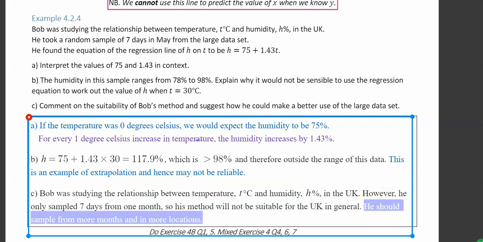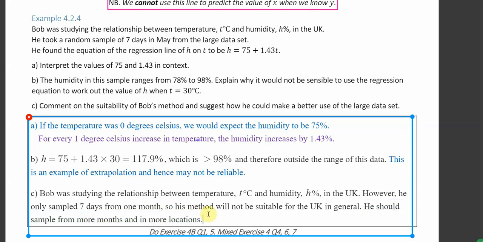Also, he should sample from more months and in more locations. The question doesn't tell us how many different locations he uses, but if he used as many locations as possible in as many months as possible, then that would be a much better method for determining the relationship between temperature and humidity in the UK.